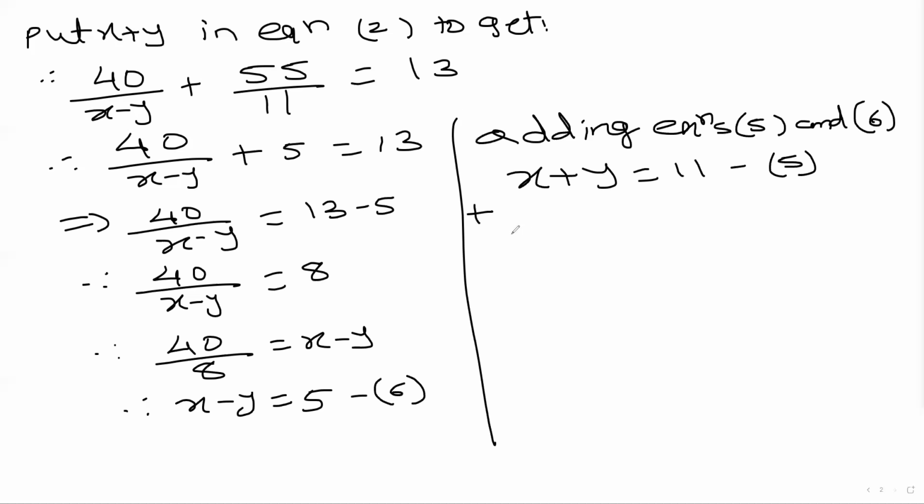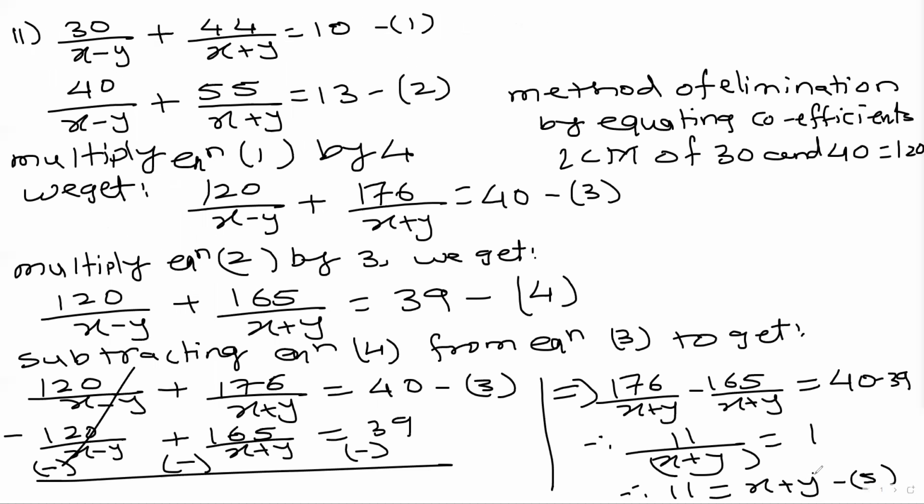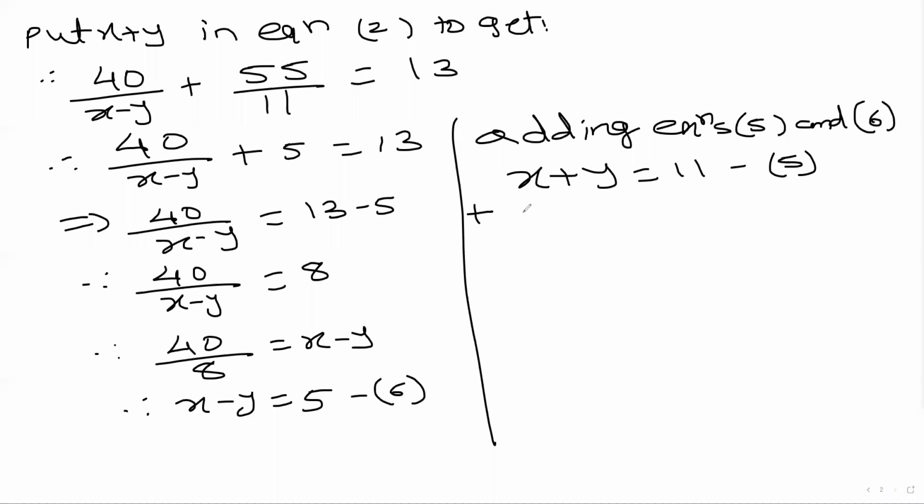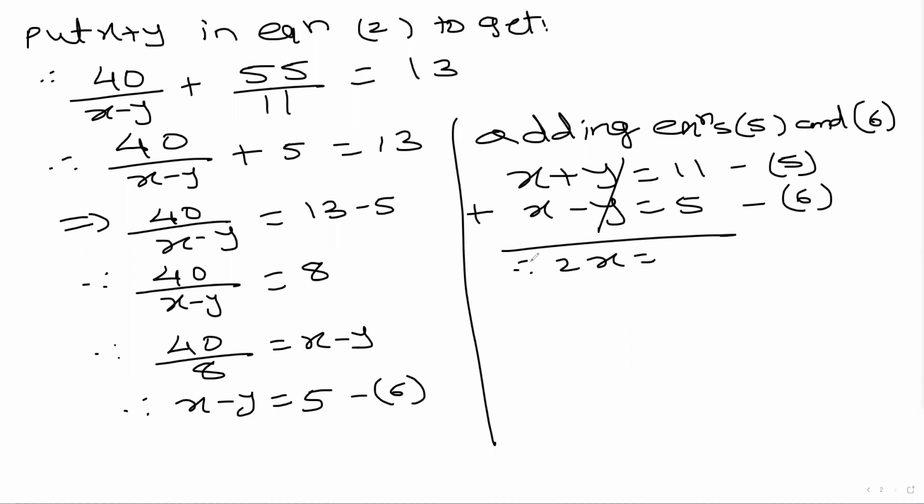And if you add this, you will notice that the coefficient of y here is plus and here it is minus. So you can easily add it, and you can eliminate y, right? So you have eliminated y here. So you get 2x is equal to x plus x is 2x, 11 plus 5 is 16, right? So you get x is equal to 16 upon 2, so x is equal to 8.